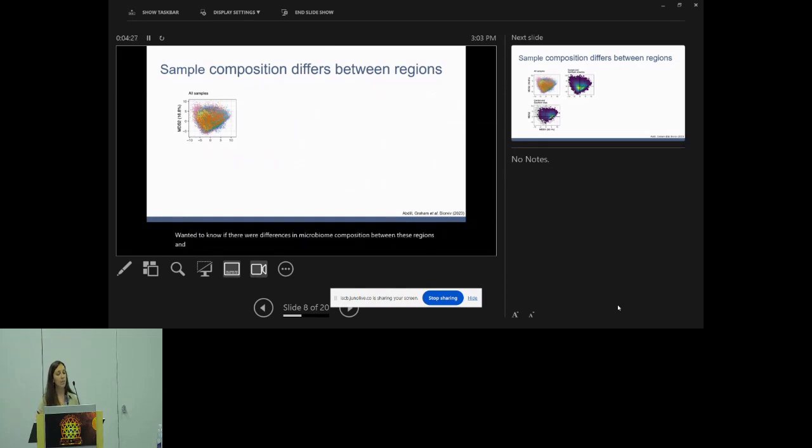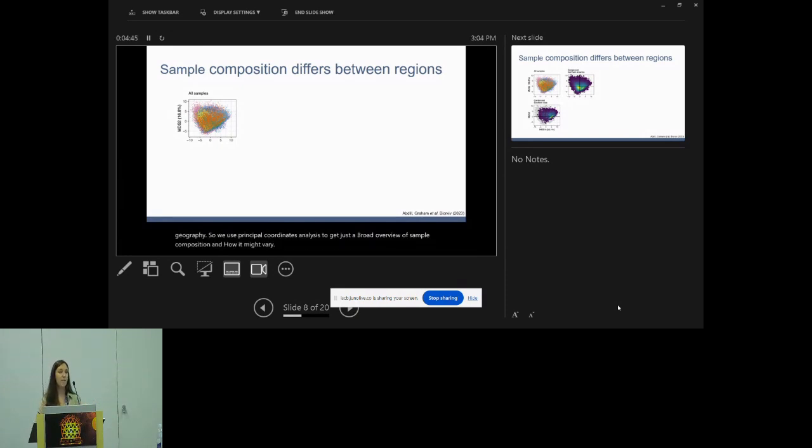And we thought that there might be because we know that things that directly affect the microbiome, like host genetics, diet, and medicine use, are to some extent reflected in geography. So we used principal coordinates analysis to get just a broad overview of sample composition and how it might vary.